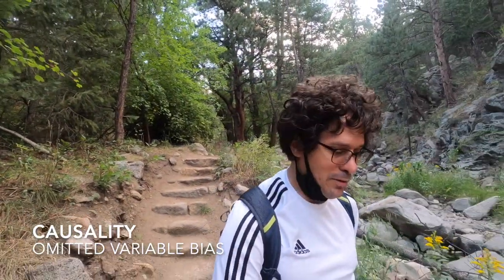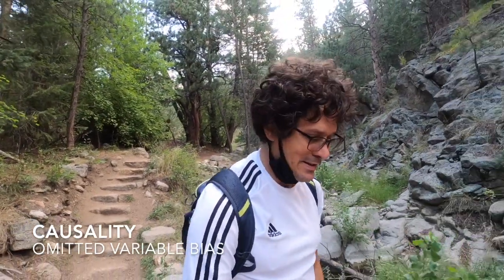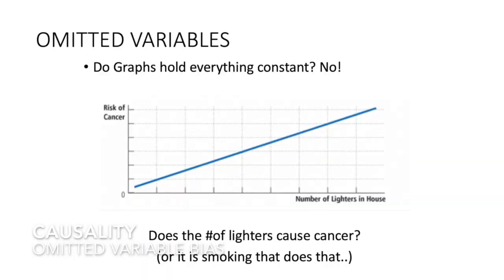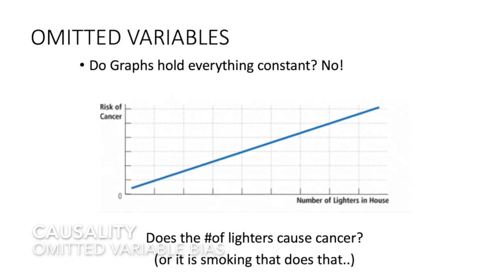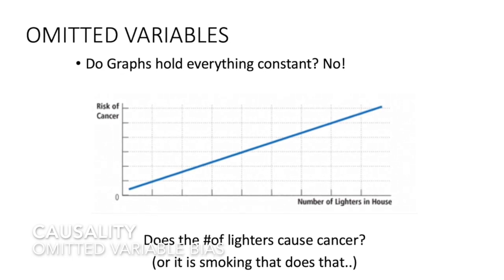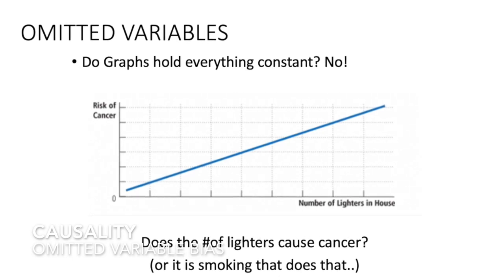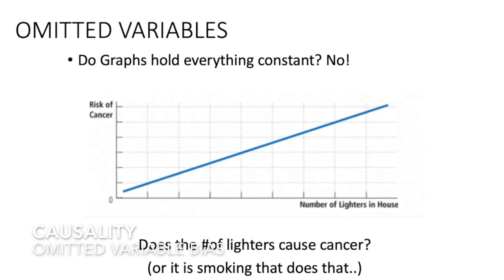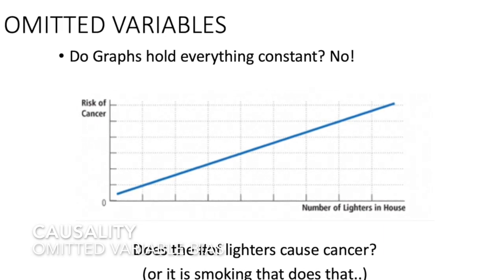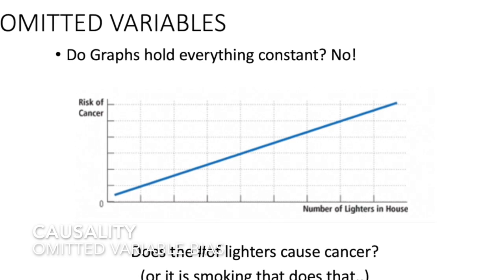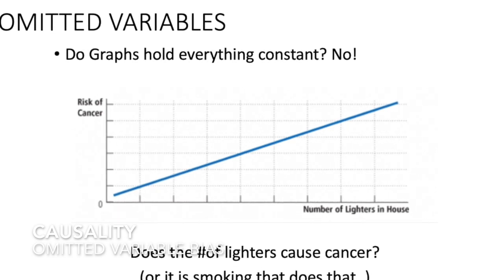Now, omitted variable bias is a very tricky one, and the intuition is the following. Think about two phenomena, like the number of lighters in a house and the risk of cancer, that are correlated with each other, but do not cause each other. Both phenomena depend on a third phenomenon, for instance the likelihood of smoking, that causes both of them. Therefore, these two phenomena are correlated, but they do not cause each other.